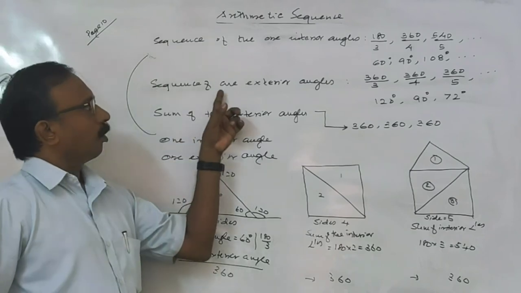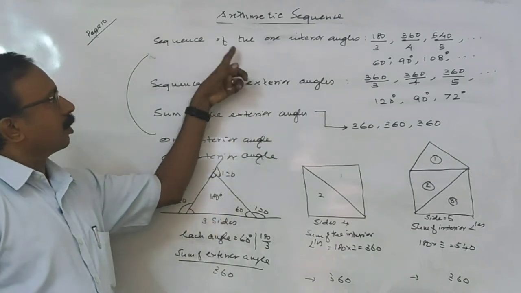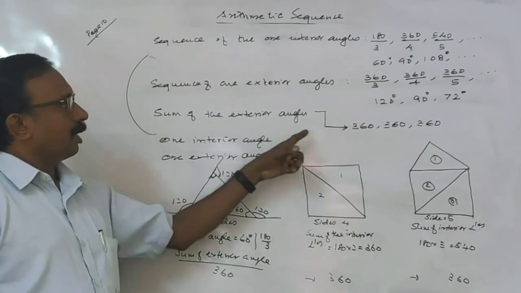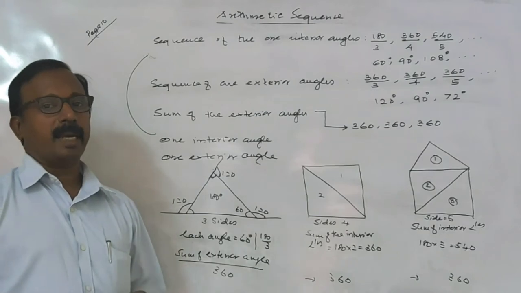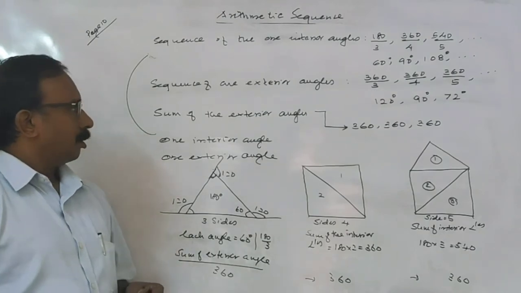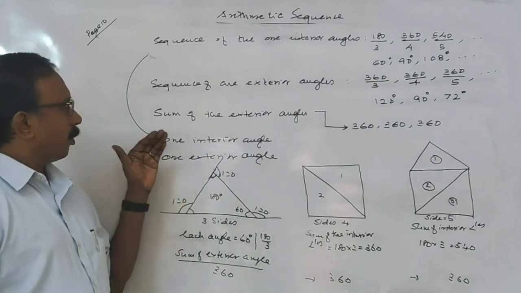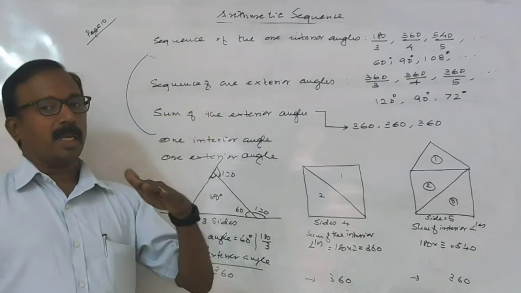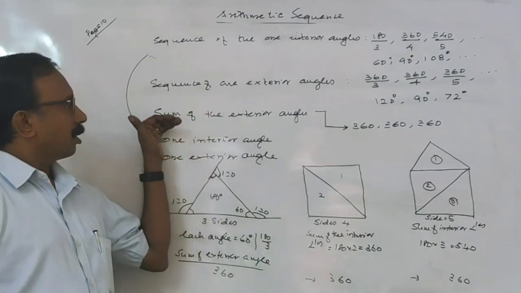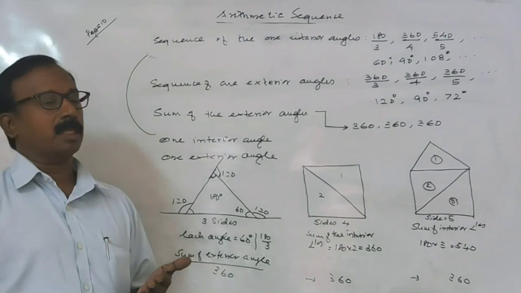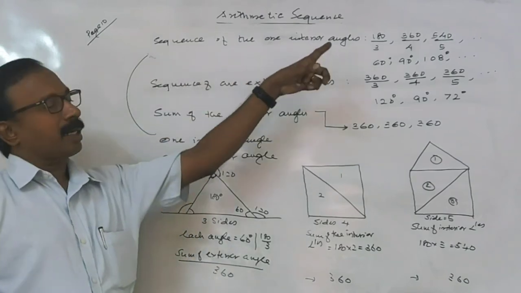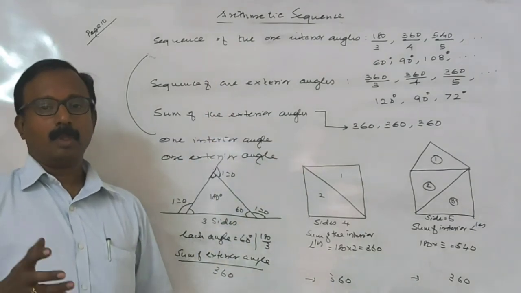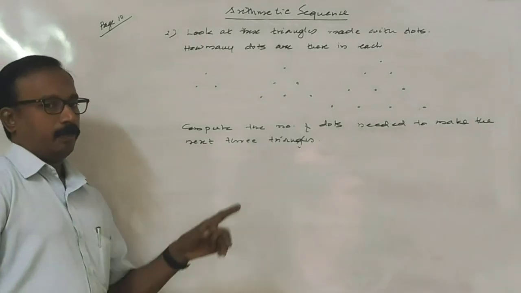Similarly, the sum of the exterior angles, the sum of the interior angles, one exterior angle and one interior angle of a regular polygon. This way, we will look at regular polygons. For this, you have a second question.